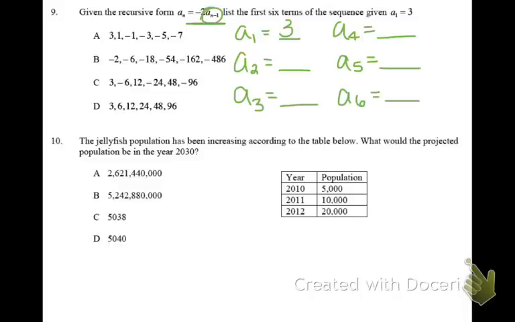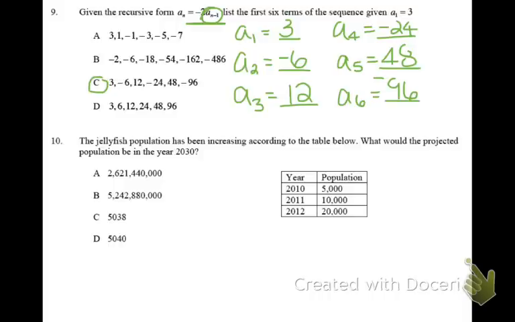a(n minus 1). A(n minus 1) means a previous term. So if I'm trying to find the second term, I'm taking -2 times the first term, which is -6. If I'm trying to find the third term, I'm taking -2 times the second term, which is going to leave you with a +12. So far we have 3, -6, +12. The only answer that would work with that is letter C. So you don't necessarily need to find 4, 5, and 6, but I'm going to go ahead and just fill in the boxes. So that's -24 because you're multiplying by -2, multiply by -2, and multiply by -2. That gives you -96.